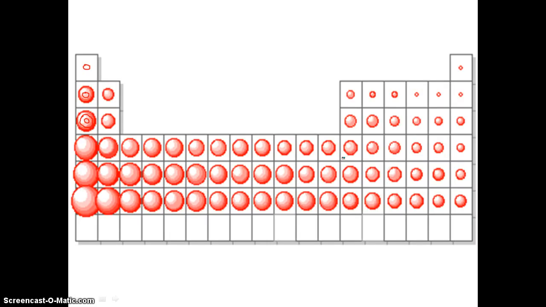But let's look at this picture again. It makes sense. As you go down, you're adding rings, the atom's going to get bigger. But what's happening as you go from left to right? They're getting smaller. And this one's a little harder to understand.